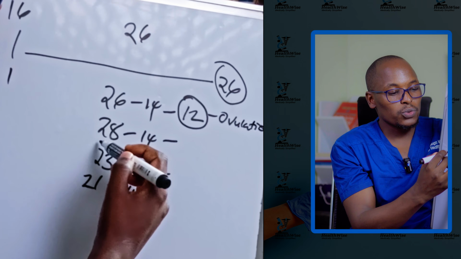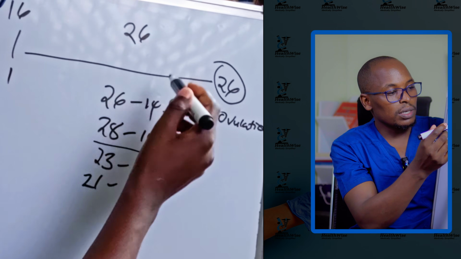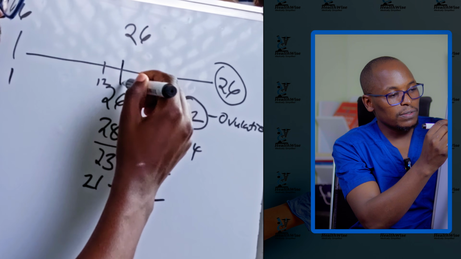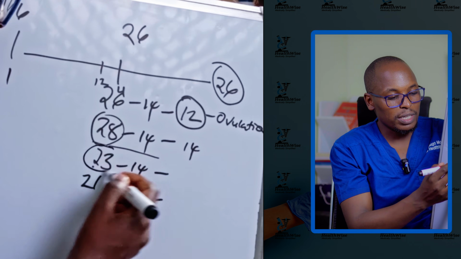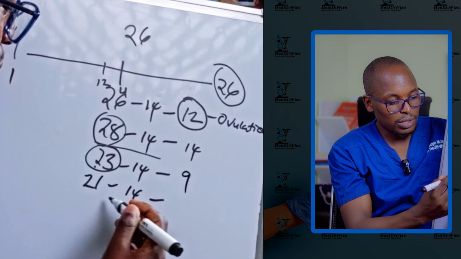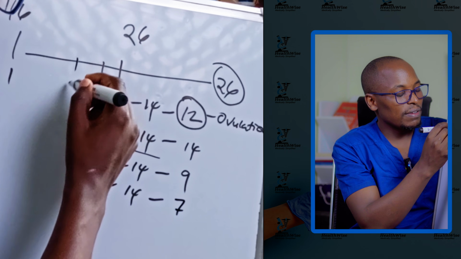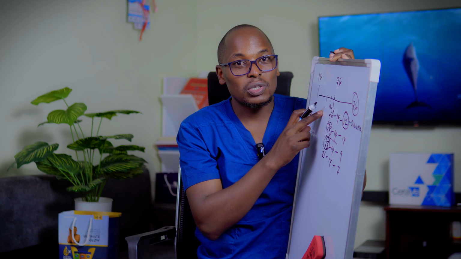The same case happens to 28, which is the ideal, 14. So for this one, let's say this is 12, and this is 14 for someone with a 20-day cycle. The same thing will happen to this person here. So this will be 9. This one should be 7. So if you go around 7, that's when ovulation is happening. So that will be the ovulation day.